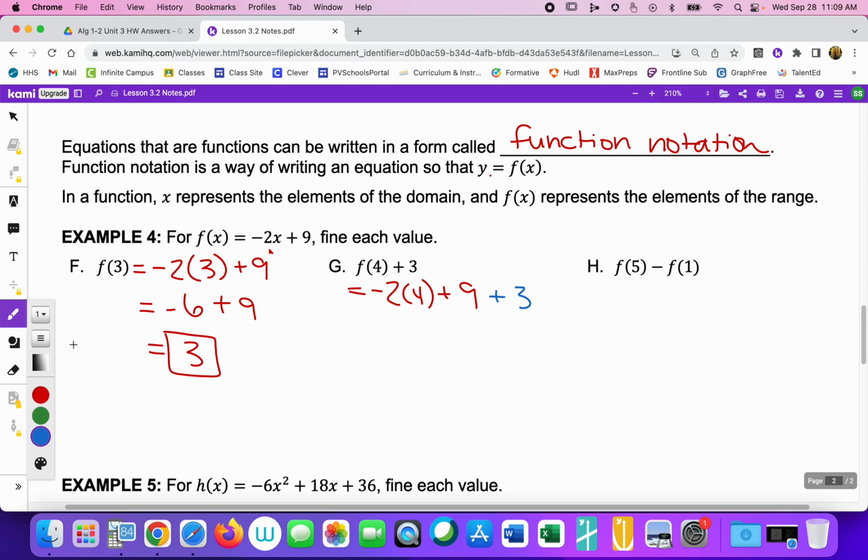And we just do order of operations. The more you practice this, the more it will make sense. What's negative 2 times 4? Negative 8. If adding and subtracting is left, just make sure to go left to right. What's negative 8 plus 9? 1. 1 plus 3? 4. So the value of f of 4 plus 3 is 4. If we just did the f of 4 part, it would be 1, because we added 3 to it. So again, this tells you what number to plug into the f function. And we added 3 to the result.